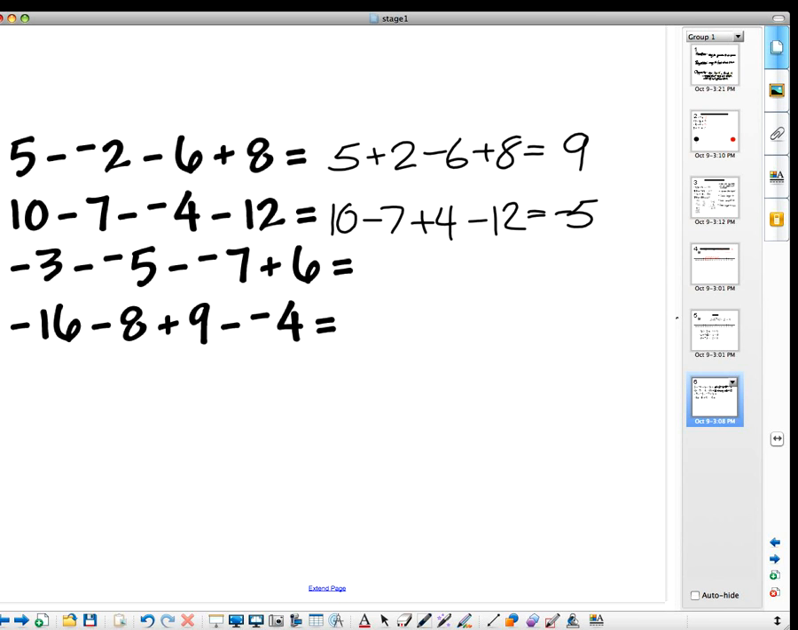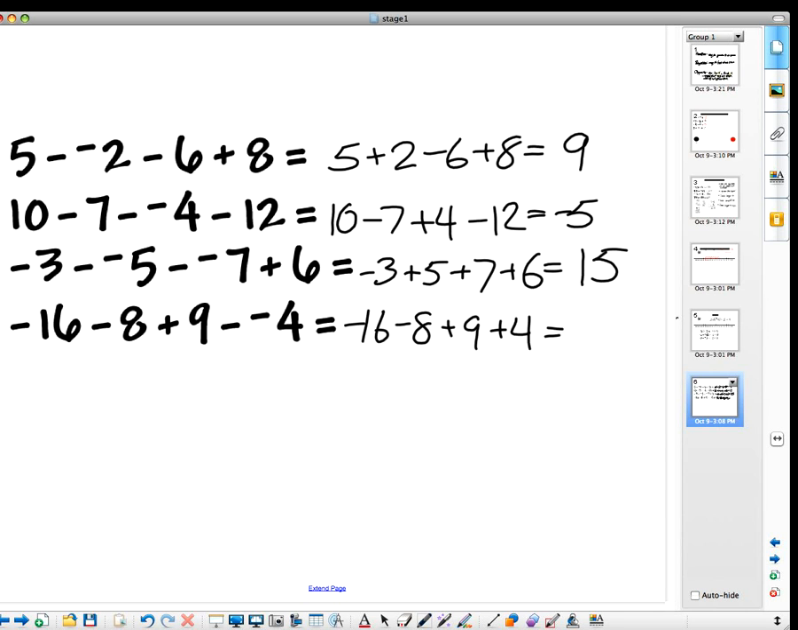And that's using our battle of the signs rule. Negative 3 plus 5 plus 7 plus 6 equals negative 3 plus 5 is positive 2, plus 7 is 9, plus 6 is 15. And lastly, negative 16 minus 8 plus 9 plus 4. So negative 16 minus 8 gives me negative 24, plus 9 is negative 15, plus 4 is negative 11.